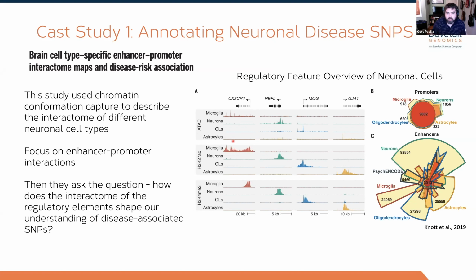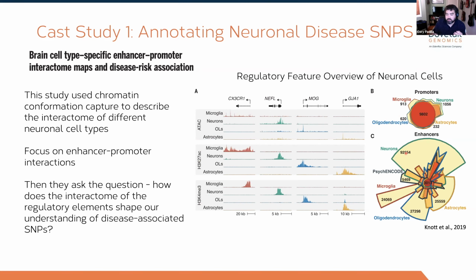And so what we're showing here are the other data types that they've used. They're looking at microglia, neurons, OLs, and astrocytes here, and they're using ATAC-seq and ChIP-seq for enhancers and active promoters. They're basically just scanning the genome for where open accessible chromatin occurs, where enhancers are located, and where active promoters are located. And then they just overlap and say, between these different cell types, in terms of promoters, how many of these features are shared, how many are unique to the different cell types.